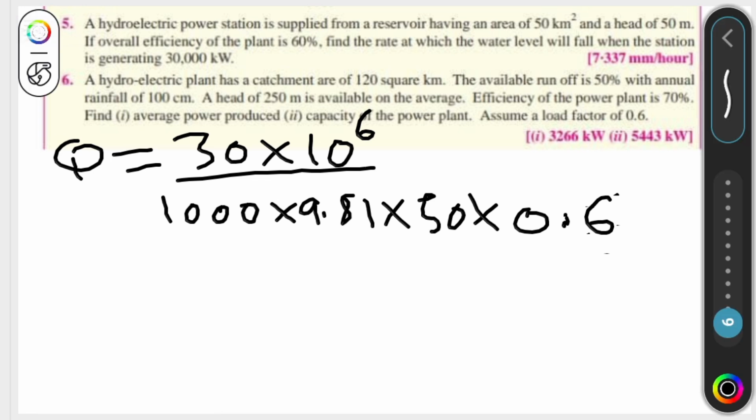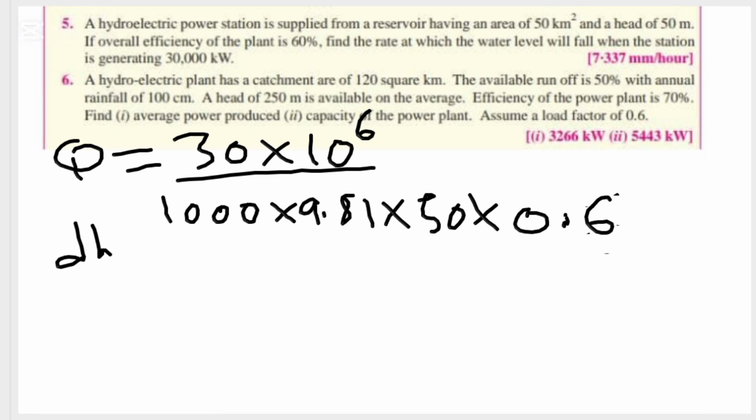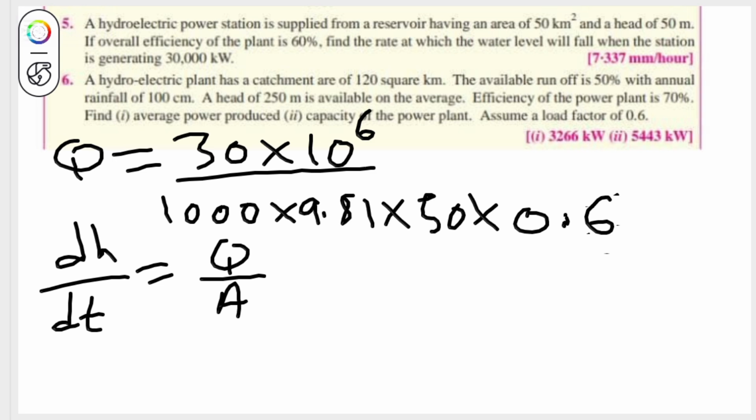So the next thing that I'm going to do here is that, after this I'm going to find the rate of fall. The rate of fall, I will say dh by dt. Also it is the same thing as Q by A. Okay, sorry, I didn't find the solution of this.